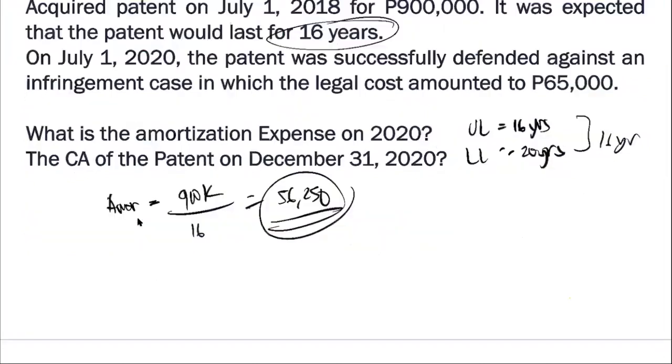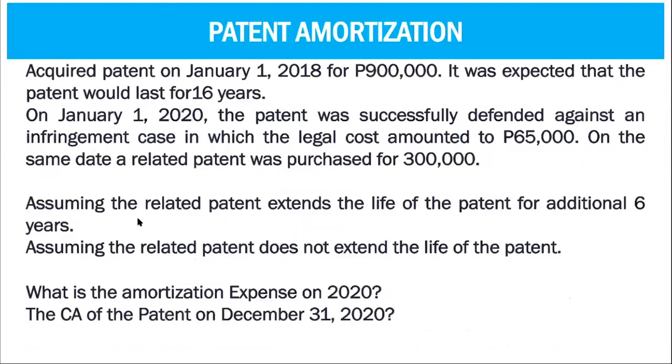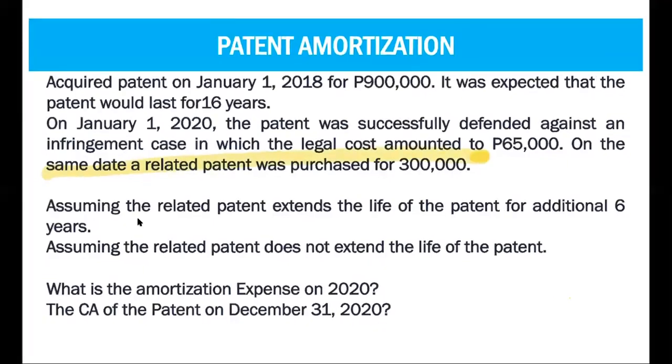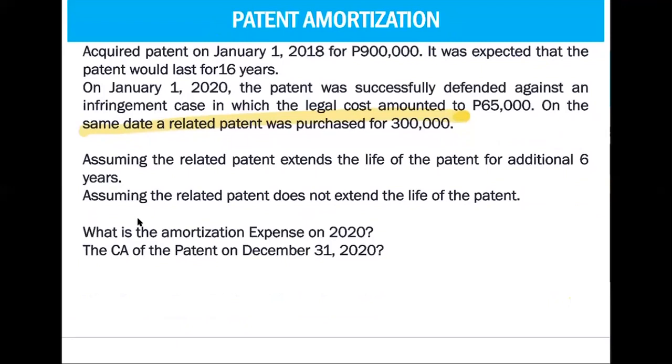Next example, another patent amortization. Okay. However, take note here, there is a related patent that was purchased for 300,000 pesos. So on the related patent, what is the treatment again? We will treat it as an addition to the cost of the old patent. Okay. So first, we need to get the carrying amount of the patent on January 1, 2020.